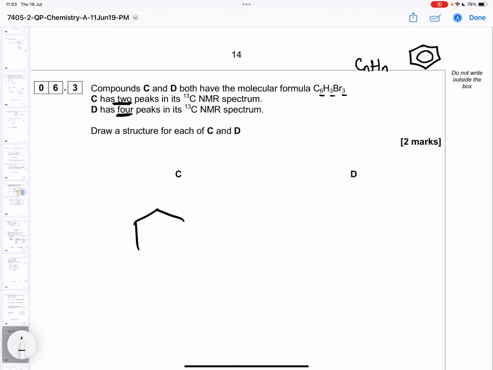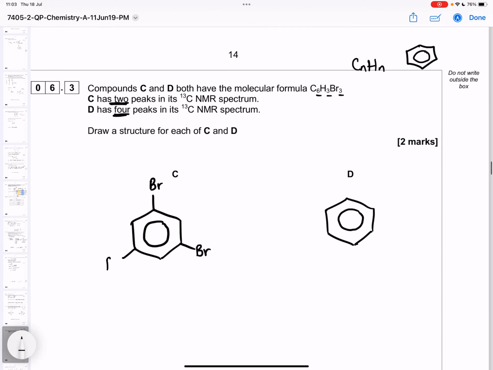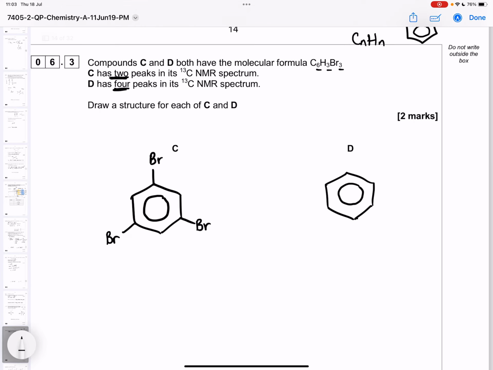So let's draw our benzene ring. Let's not forget the pi bond, otherwise it's just cyclohexane. If we only want to have 2 types of carbon, we need the type that has Br and the type that doesn't, and so we're going fully symmetrical on that, and then there would only be 2 types of carbon. If we want to have 4 types of carbon, then we need less symmetry, and there's possibly more than one right answer, but let's just try.